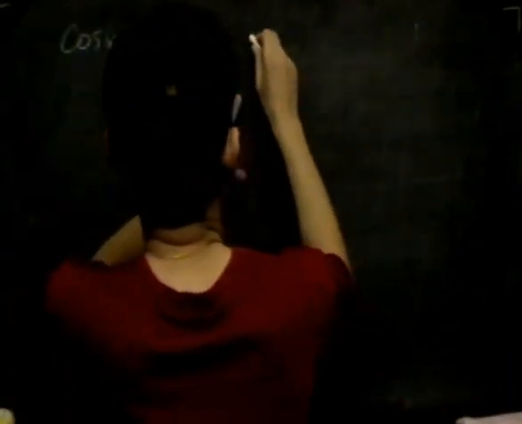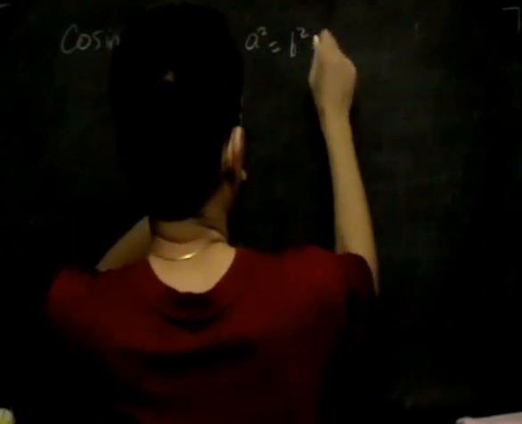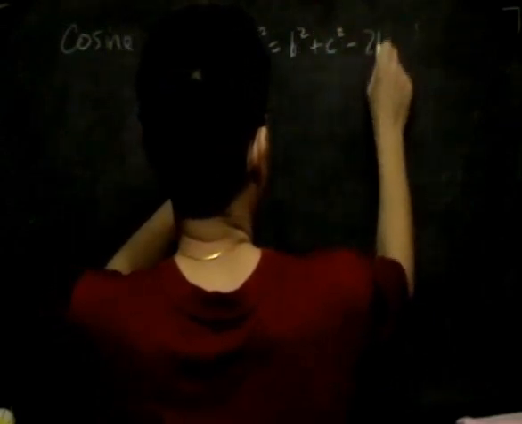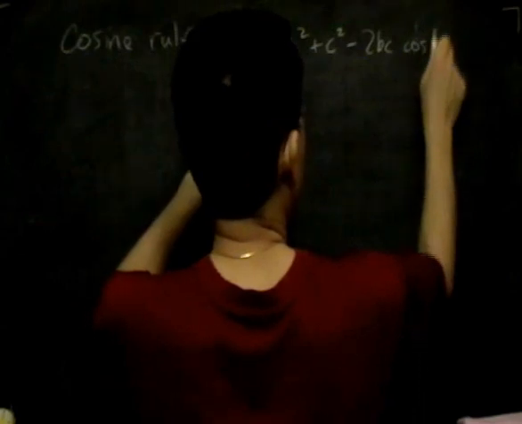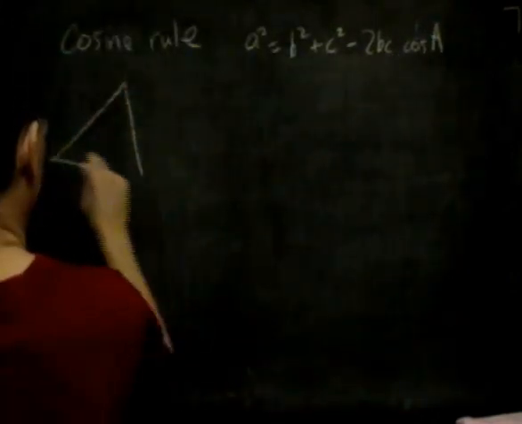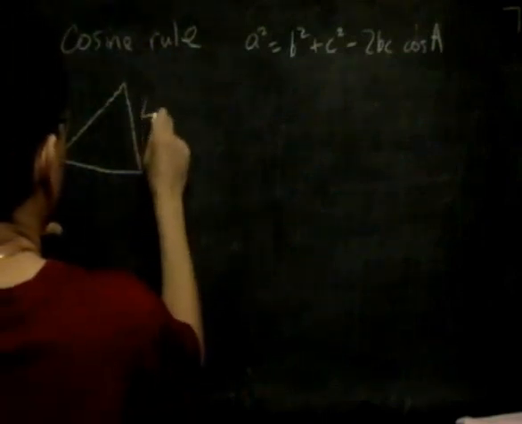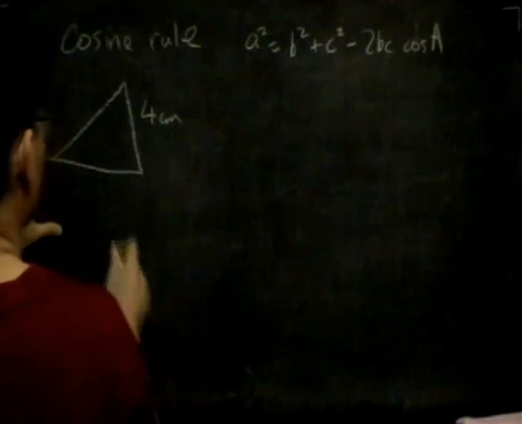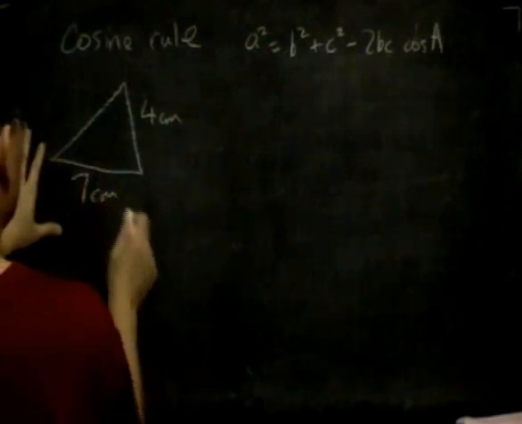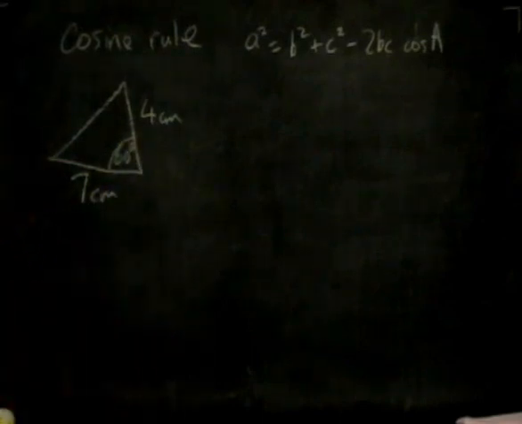So the cosine rule is a squared equals b squared plus c squared minus 2bc cosine A. Suppose I have given the triangle 4 cm, 7 cm, and an angle that is 60 degrees.